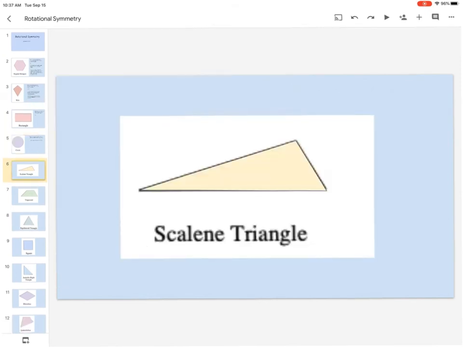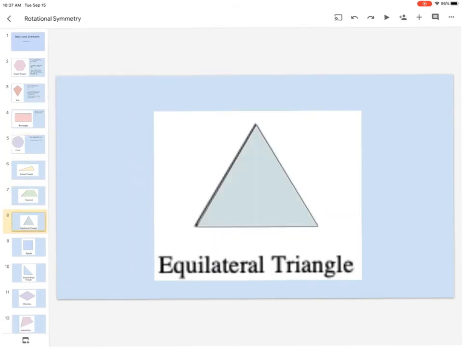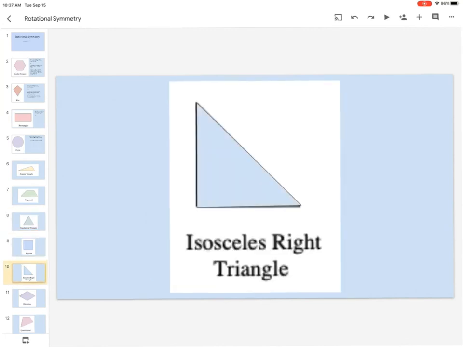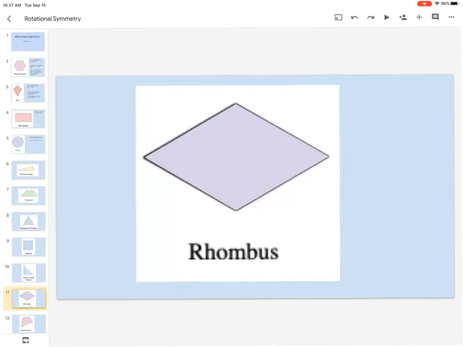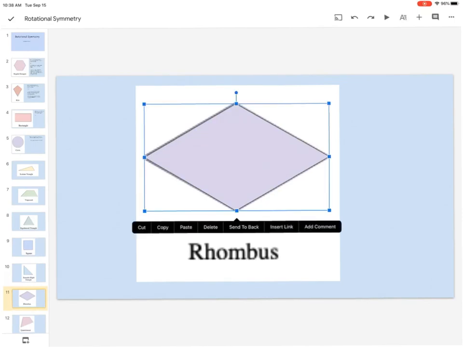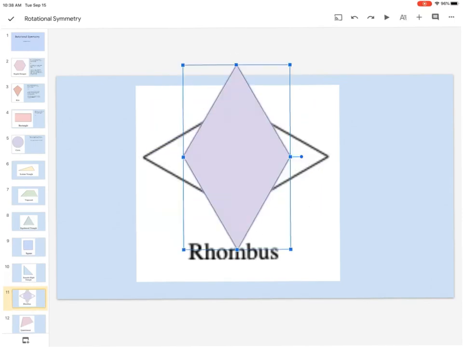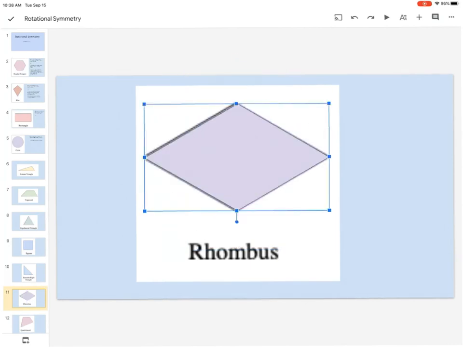Now, there are several other figures in this presentation that you can try to figure out if they have rotational symmetry or not. I'm going to have a link to this presentation. If you make a copy of it, then in edit mode, you can see how many degrees of rotation it will take to make something land on top of itself again. So that is rotational symmetry. I hope that was helpful.